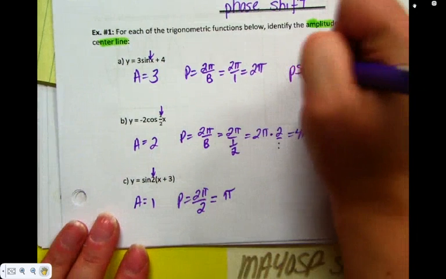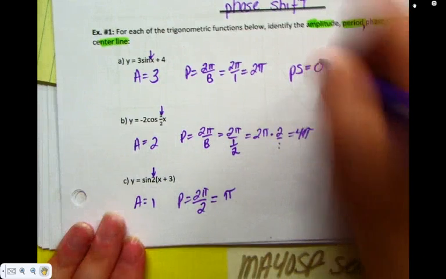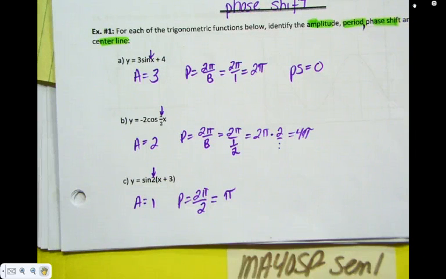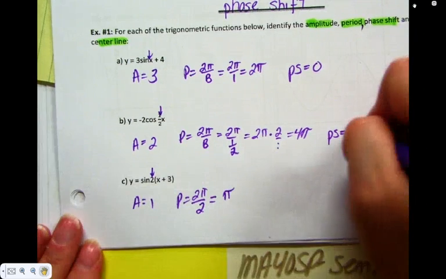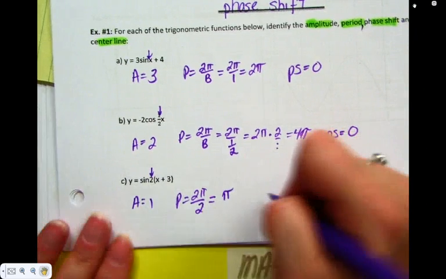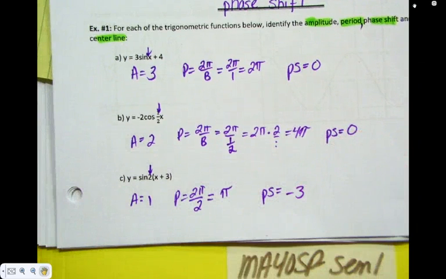The phase shift is just the c value. So it's the number that you're adding inside the brackets with the variable. Do we have a phase shift in the first one? No, so we just say it's 0. Do we have a phase shift in the second one? No, so we just say it's 0. Do we have a phase shift in the third one? Yes. And it's got that idea of the left goes positive and the right goes negative, so we say that it is -3. So it means it's 3 units to the left is what it's saying.